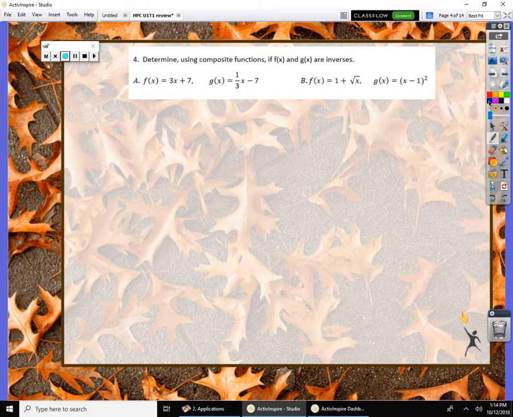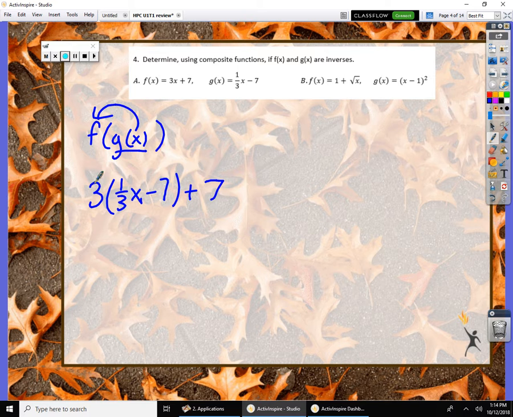That means I have to do f of g and g of f. Here we go. So, f of g, I'm going to take g and I'm going to plug it into f. So, 3 times 1/3 x minus 7 plus 7. Distribute, distribute. Okay? So this is x minus 21 plus 7, which is x minus 14.